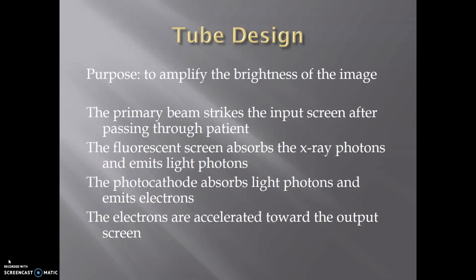The primary beam strikes the input screen after passing through the patient. The fluorescent screen absorbs the X-ray photons and emits light photons. The photocathode absorbs light photons and emits electrons, and then the electrons are accelerated toward the output screen.